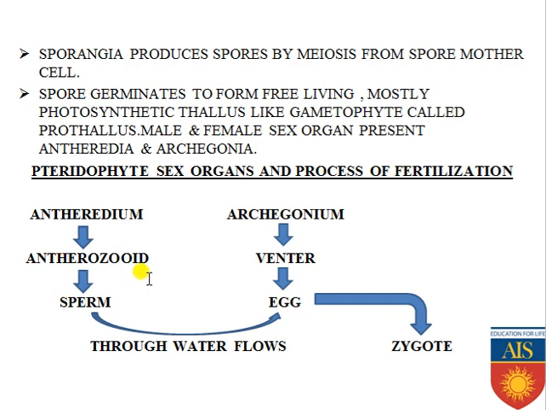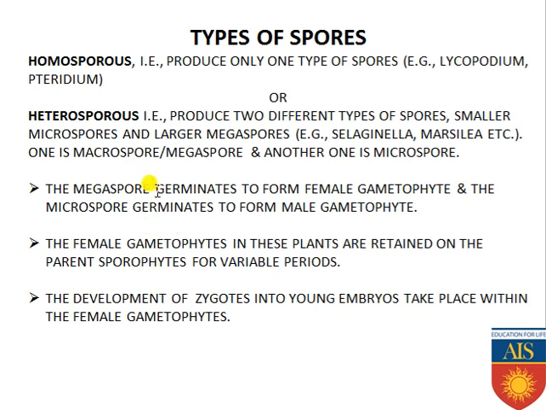Now we are moving to the next slide, the types of spores produced by the pteridophytes, ferns or horsetails. We all know that pteridophytes sometimes produce one type of spore, and those plants are known as homosporous plants because they produce the same kind of spores. Sometimes these plants produce different types of spores: one is the smaller spore, the microspore, and another is the larger spore, the megaspore. When they produce these two types of spores, microspore and megaspore, they are considered heterosporous plants because they produce two different types of spores.